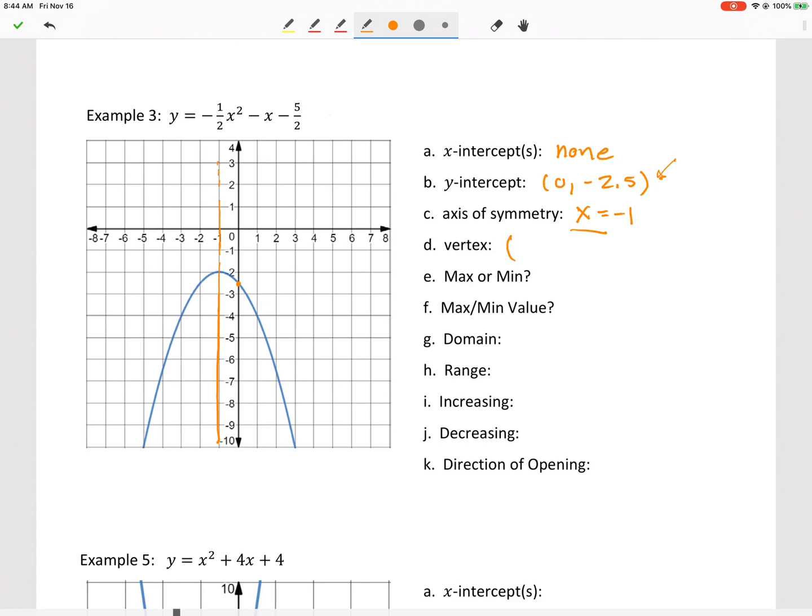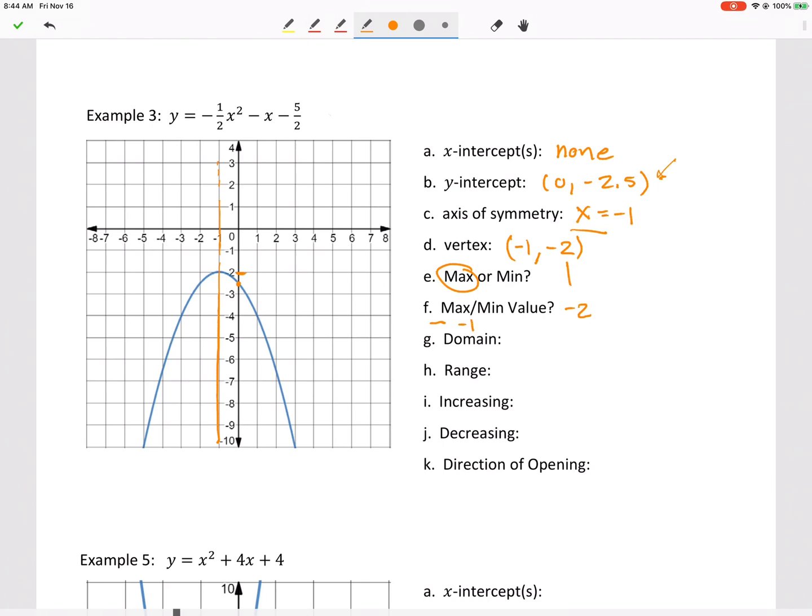Vertex, it's always going to be our axis of symmetry point for our x, and our y, we'll just look that up and we'll say it's -4 or -2. Max or min, we have a max because it's concave down. So, the value is our -2, and if we had an x value that maximizes or minimizes the function, we would write that in here and we'd say that's -1.